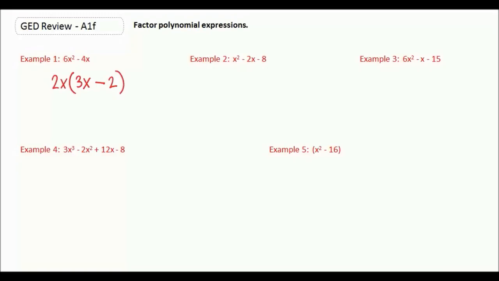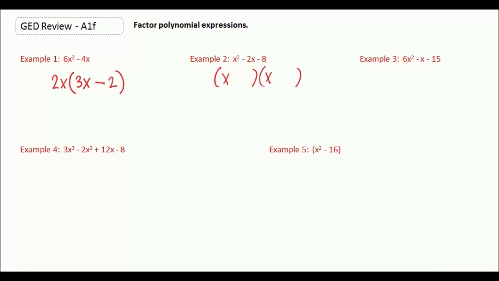In example 2, it's a trinomial, so it's a little bit different. There's nothing that goes into each of our terms. But what we can do is kind of like a reverse FOIL. We're going to create 2 sets of parentheses. In this one it's not bad, because in order to create x squared, it's just going to be x and x, because x times x gives us the x squared.